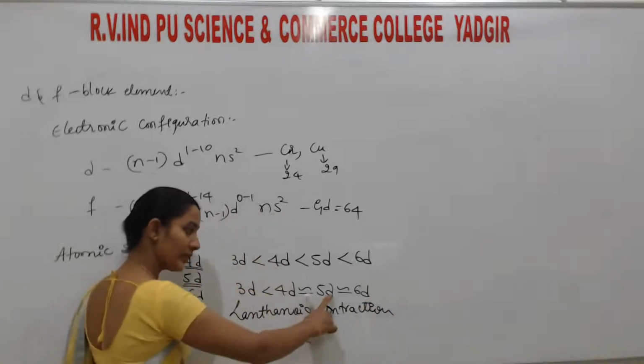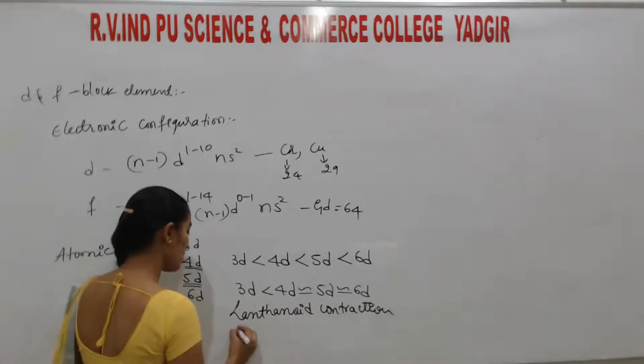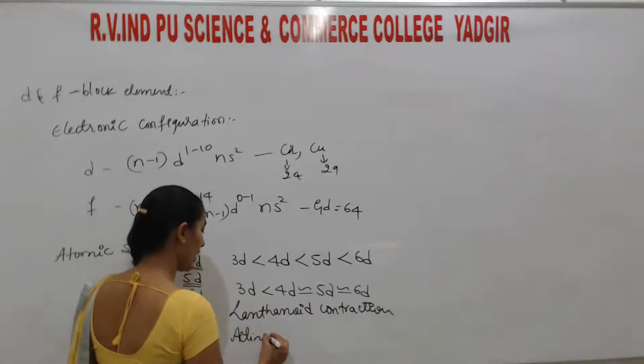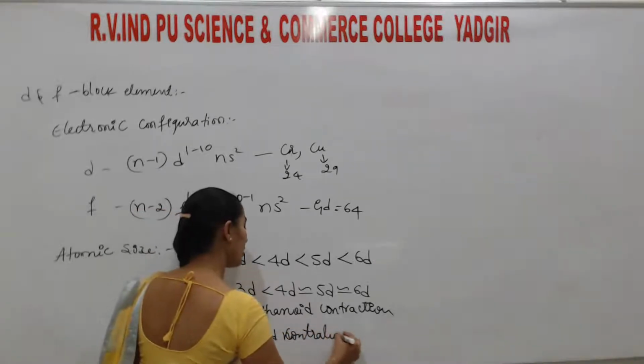Okay. Similarly, 5d and 6d series are there. So these have similar sizes because of what? Actinoid contraction. What is this Lanthanoid and Actinoid contraction?